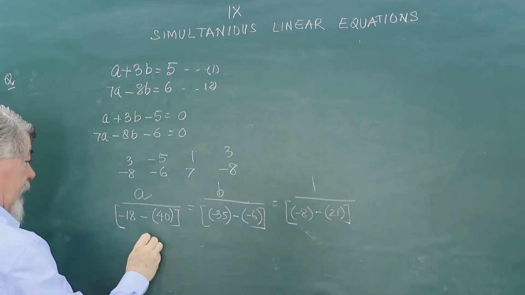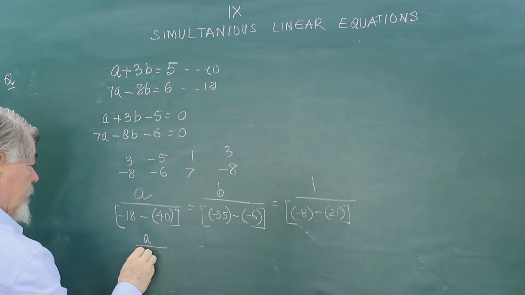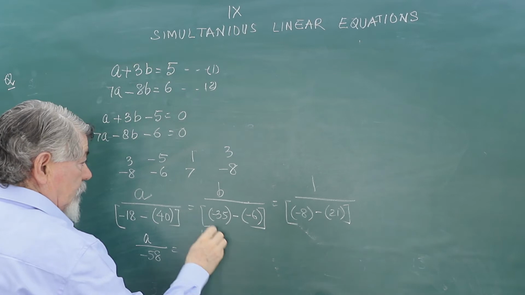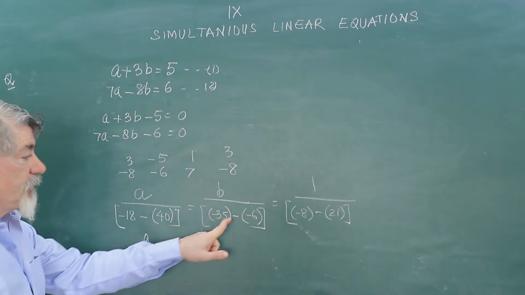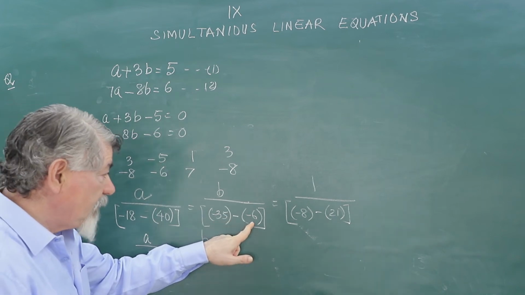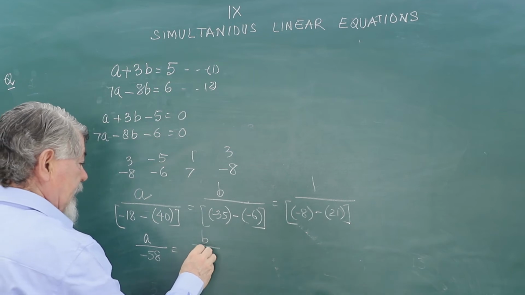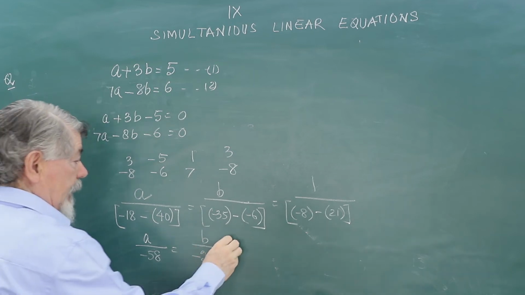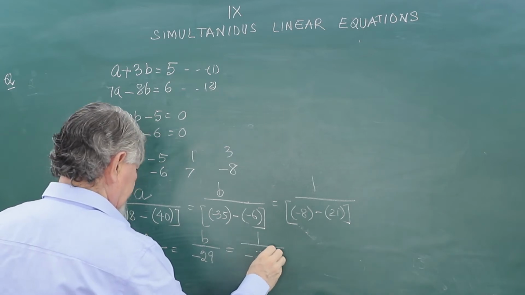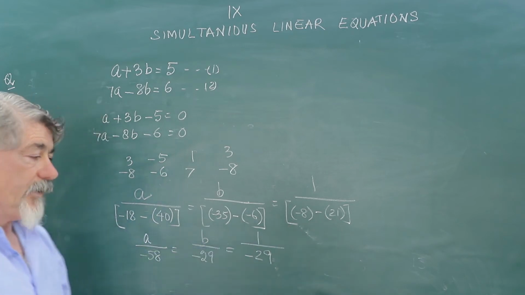Now it is a upon minus 18 minus 40, which will be minus 58. It will be b upon minus 35 plus 6, because minus into minus will become plus 6. So minus 35 plus 6 will be minus 29. And this will become 1 upon minus 29, minus 8 minus 21.